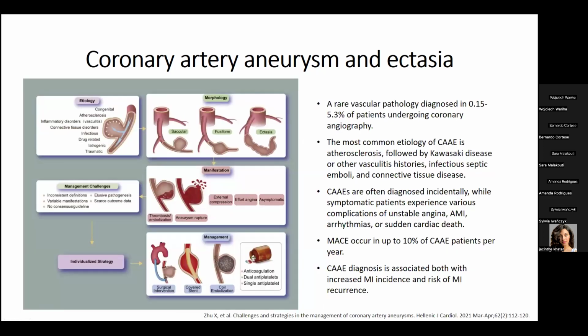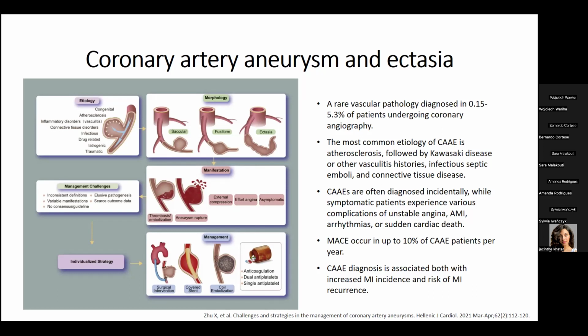What is the problem with coronary aneurysm and ectasia? It's a quite rare vascular pathology. It's diagnosed in up to 5% of patients undergoing coronary angiography. The prevalence of coronary aneurysm is a little bit higher these days because of the higher frequency of angio-CT of coronary arteries, so we can diagnose coronary dilatation a little more frequently.